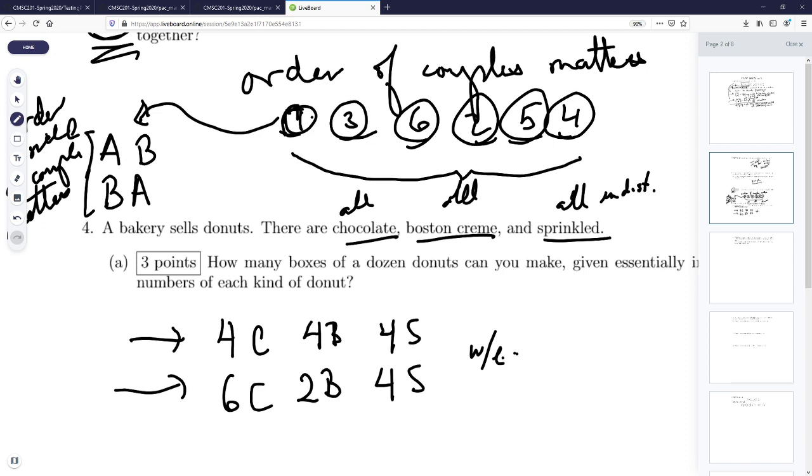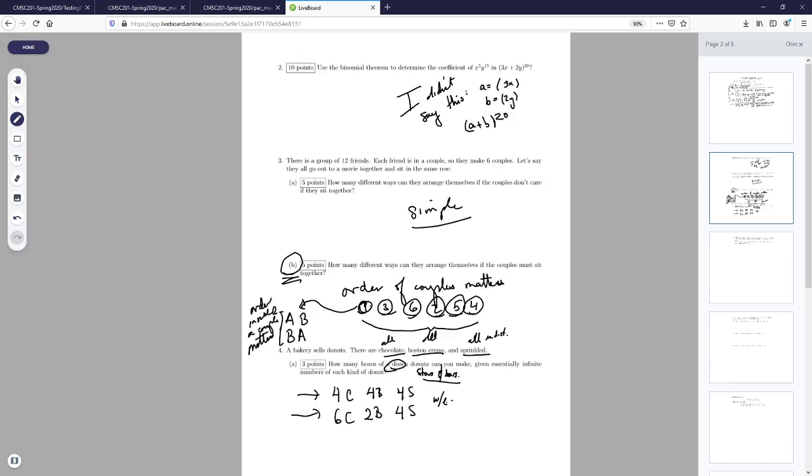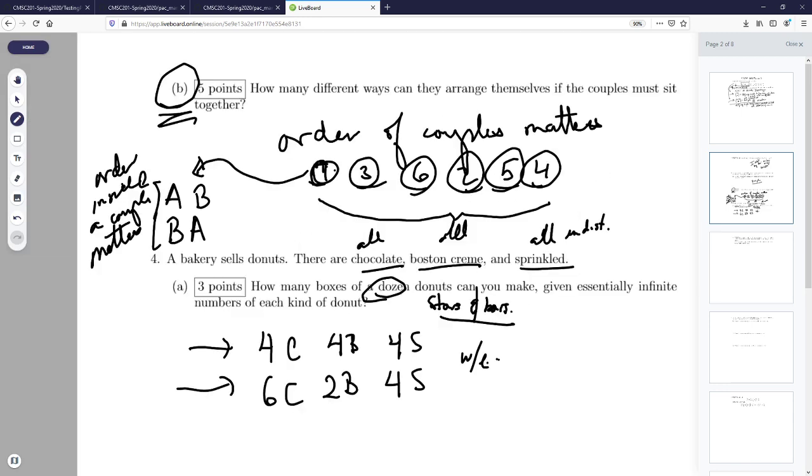So my hint on this one is really stars and bars. Rewrite this as a linear equation in a certain number of variables, and the sum is going to be 12 because it's a box of a dozen donuts. That's it. So this one isn't so bad. I think most people have been saying pretty happy.